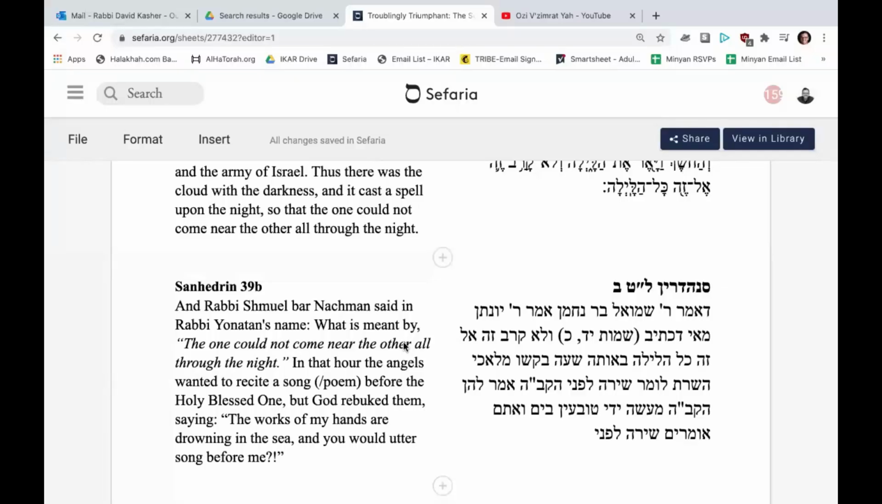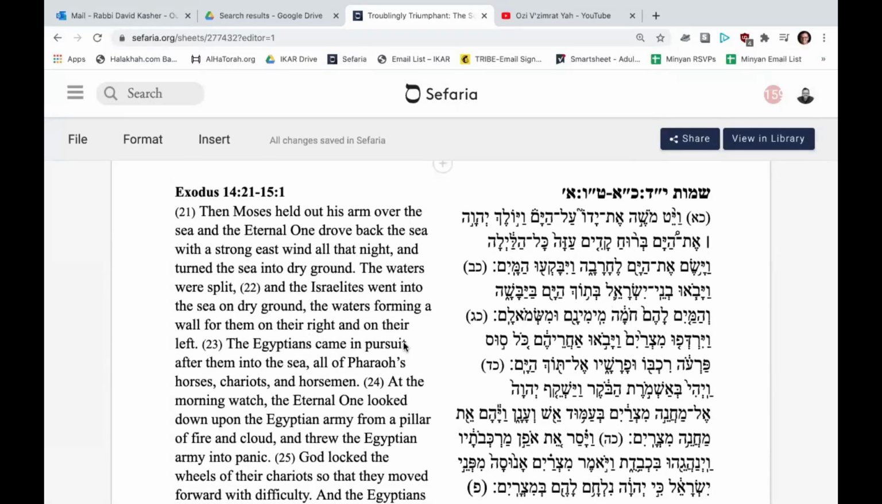Okay, but in order to understand the Song of the Sea, we have to know what happened at the sea. A lot of us remember the basic storyline, and a lot of us have seen the Ten Commandments, whether Disney version or Charlton Heston. So we have images in our mind. But let's read the story, because it's just some of the most majestic writing in the Torah, but we also need this information. So this is now the continuation of what we just read.